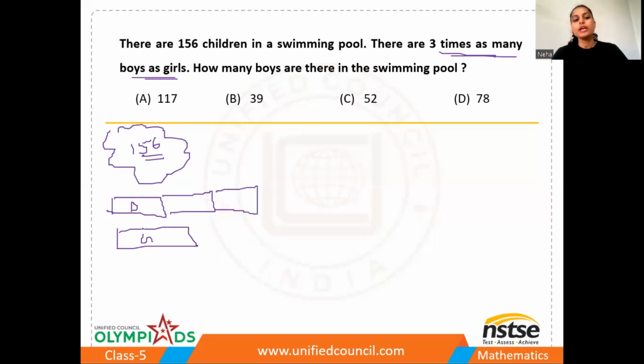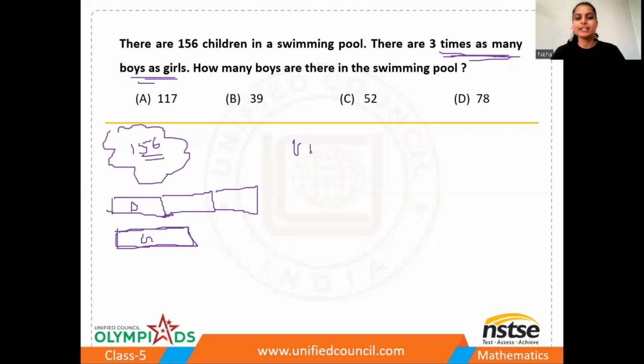Three times. Okay, so if this box represents a girl, then these three boxes will represent the boys. So basically 3 plus 1, we have total 4 units, right? 1 unit for girls, 3 units for boys, because we have 3 times as many boys, correct? So 1 unit is girls, 3 units are boys. Okay, so 3 plus 1, there are total 4 units.